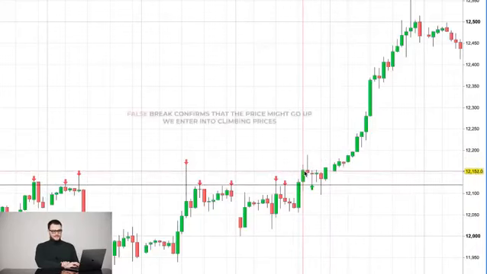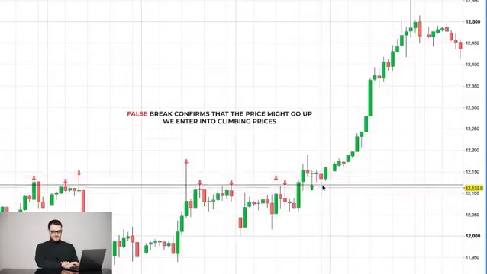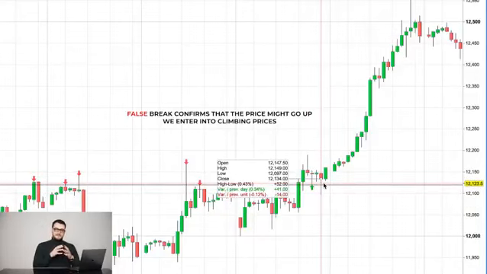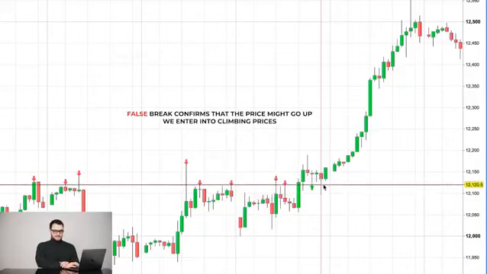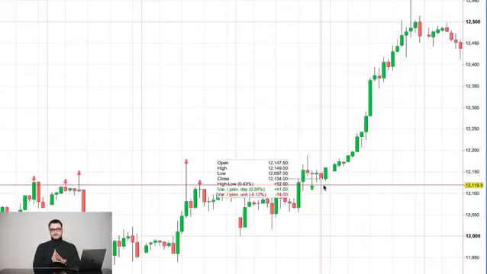So we broke the level, we are staying above it, and then we have a FB, a false break, and that's where we enter, because this confirms that we've actually broken the level, and now we are facing the resistance at this level, but from above. So the price is not moving down, and this is what a true break is.